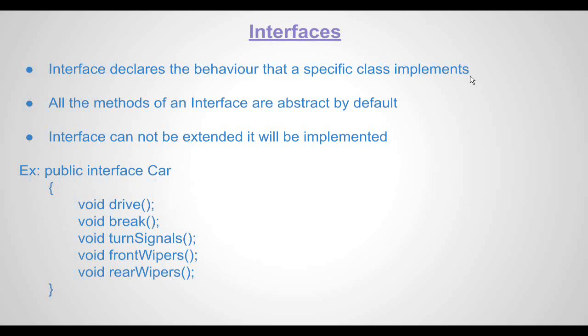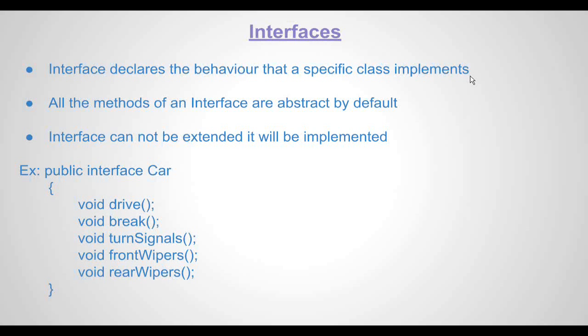Suppose you wanted to create the interface for a car. What is the expectation from the car? We want to drive, apply brakes, give the indicator signals, and use wipers. These are the behaviors expected from the car. There might be many features. You can put all those features as a part of the interface. So all the cars can implement this interface.